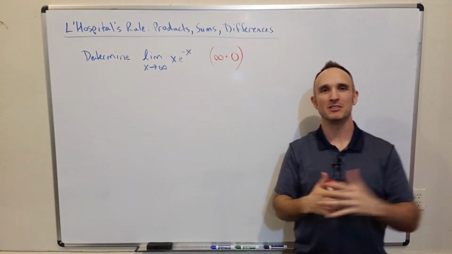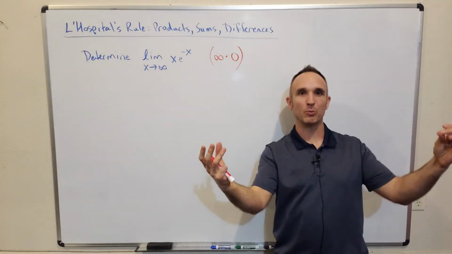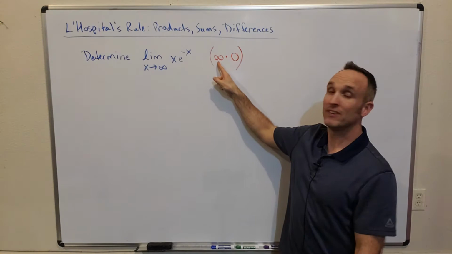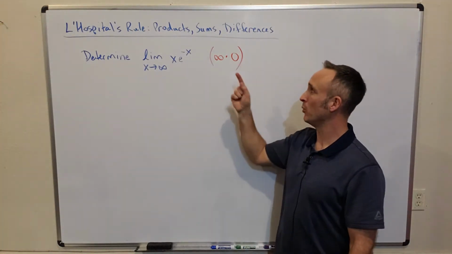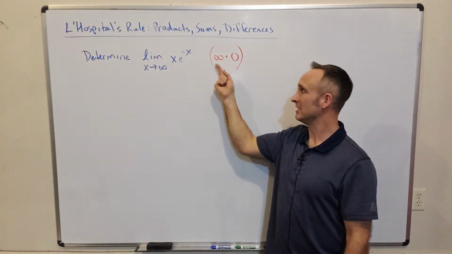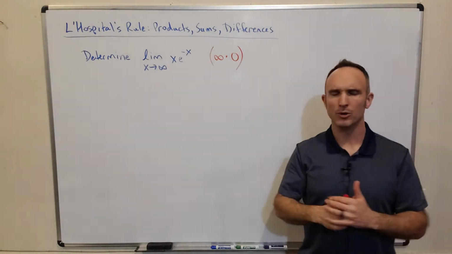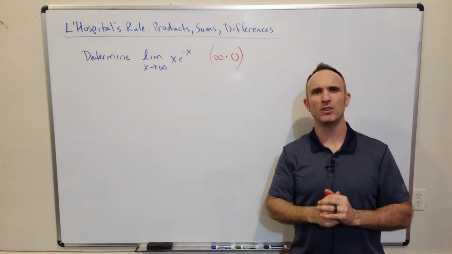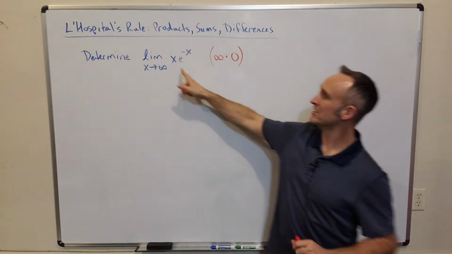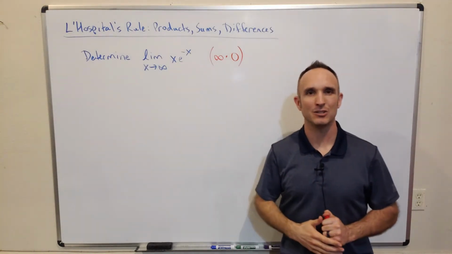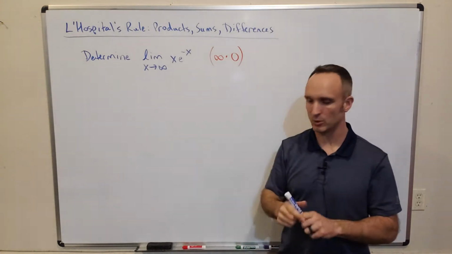Again, we have this battle. These two guys are at odds. One part of the product's growing while the other part's shrinking. So does the infinity win out and turn this product into infinity? Or does the 0 win out because it's shrinking faster than the infinity is growing, and we get 0? Or do they meet in the middle and end up with a finite number? This is indeterminate. But this is not a quotient of functions, so I can't use L'Hopital's just yet. So what I need to do is rewrite this product as a quotient.